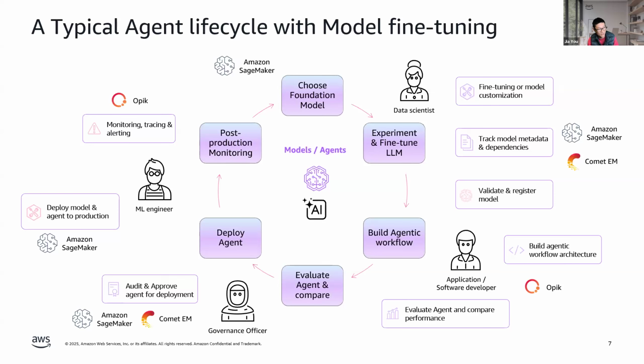And then we recommend the customer leverage OPIC to actually build the agent themselves, which Sarah's going to walk you through in details later. And then also using agent for evaluation and comparison. Moving on to governance, you can leverage either Comet EM or SageMaker model registry to audit and approve the agent for deployment, and leveraging SageMaker for actual deployment pipelines, and going back to OPIC for the agent monitoring and tracing. So these tools together will give you not only the flexibility, but the breadth of features that you need to manage your agent lifecycle end to end.